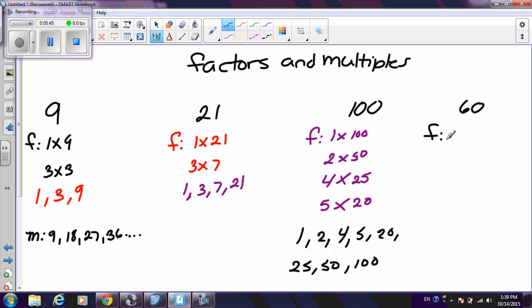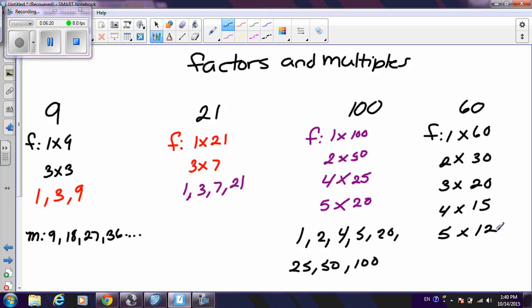All right, so the factors of 60 are 1 times 60, 2 times 30. All righty, of course we have 3 times what? 3 times 20. Do we have any 4s? Yes, we do. We have 4 times 15. And then we have 5 times 12. All right, and that's all the answers, or all the factors, I should say.